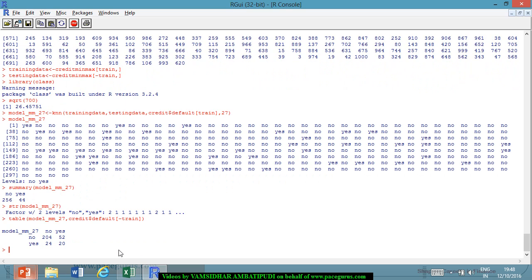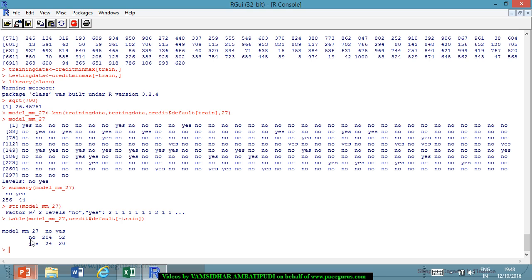So this is the table. Predicted no, you could see that there are 256 no's, and the breakup is 204 plus 52. Similarly, predicted yes, there are 44, and the breakup is 24 and 20. So this is how the classification has typically come out.